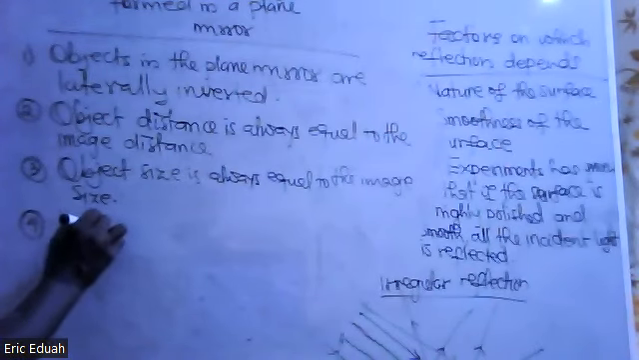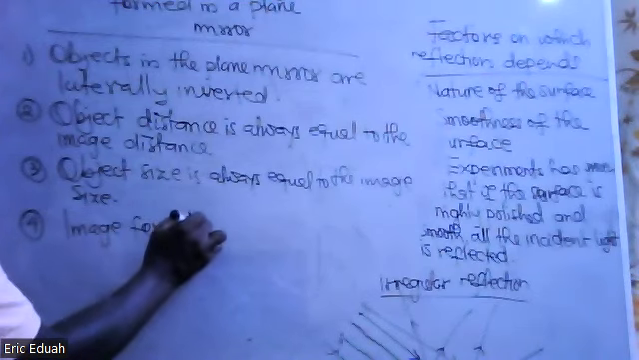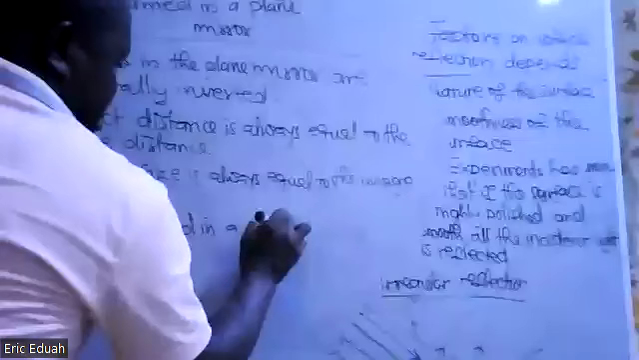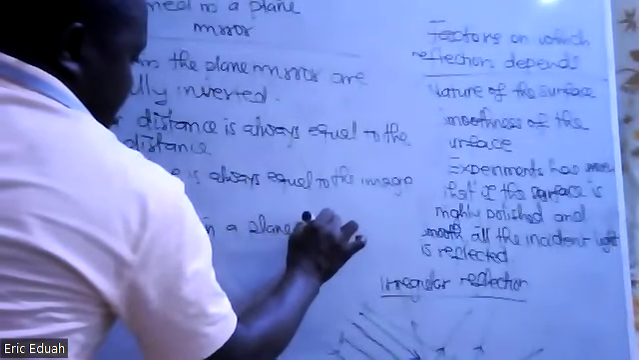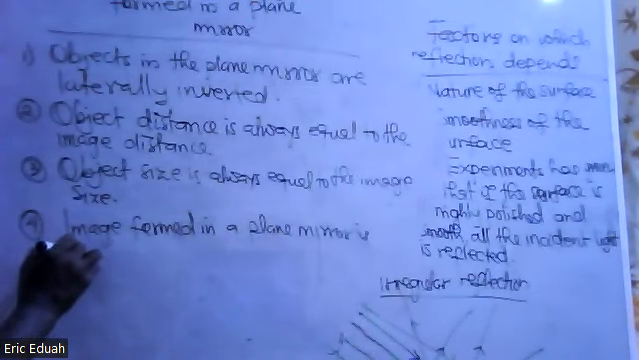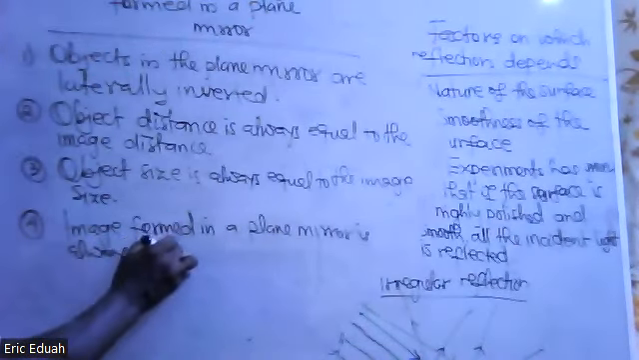Image formed in a plane mirror is always upright.